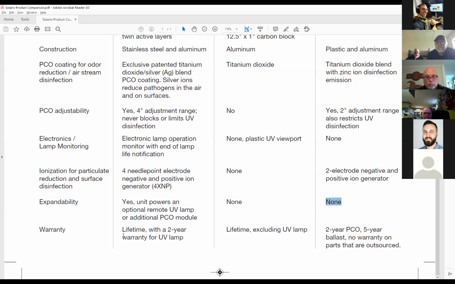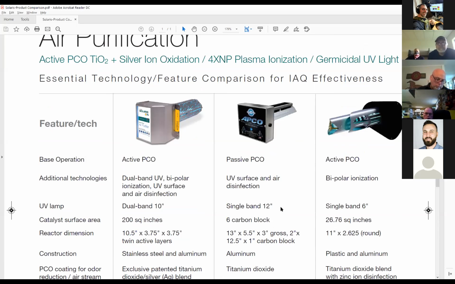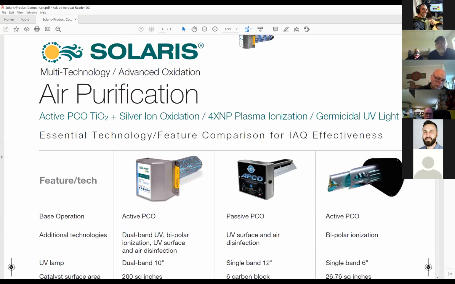Another huge selling point to this product for everybody involved is the warranty. It has a lifetime warranty with a 2-year warranty for a UV lamp. So the lamp is good for 2 years and it is under warranty that entire 2-year time. On theirs, they have a 2-year on their PCO, a 5-year on the ballast, and no warranty on parts that are outsourced. So that's a big selling point with this. It is always in warranty, especially if you're replacing the lamp every 2 years. Your lamp will always be under warranty, and the system has a guaranteed lifetime warranty as well.